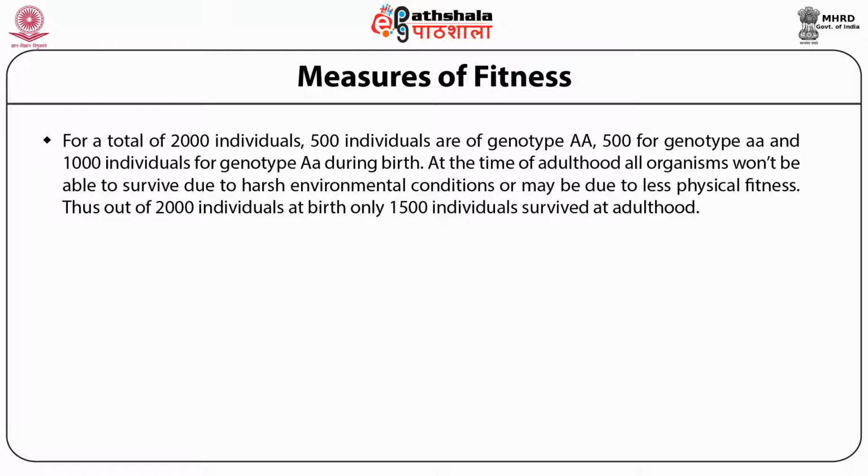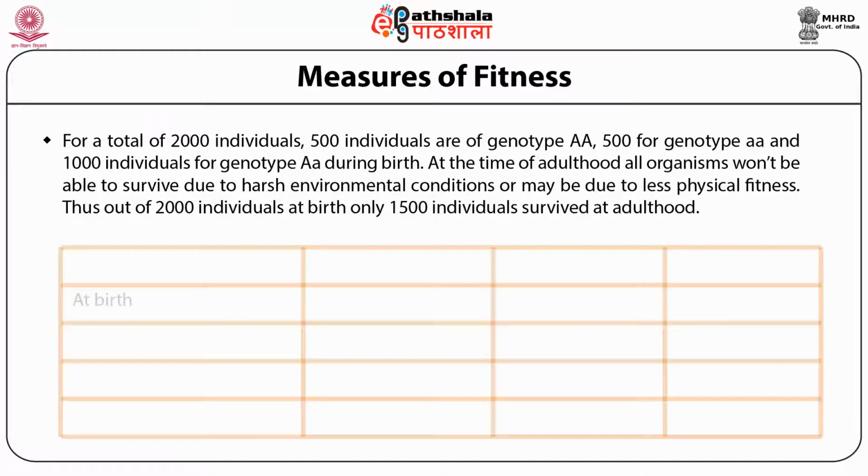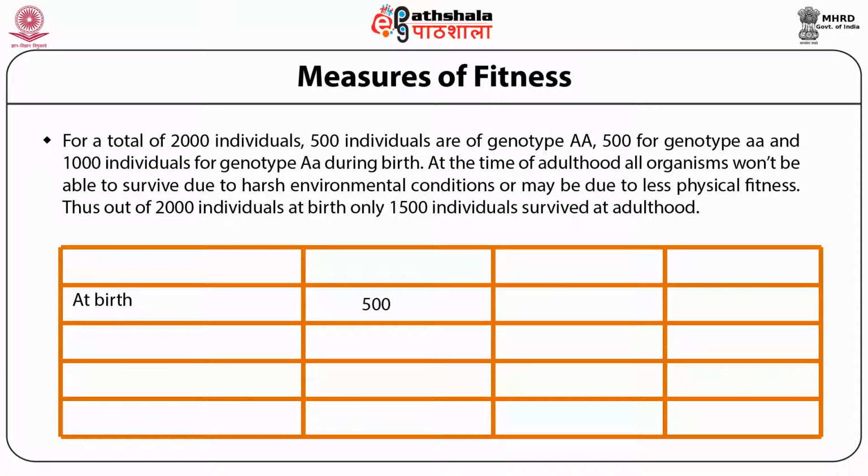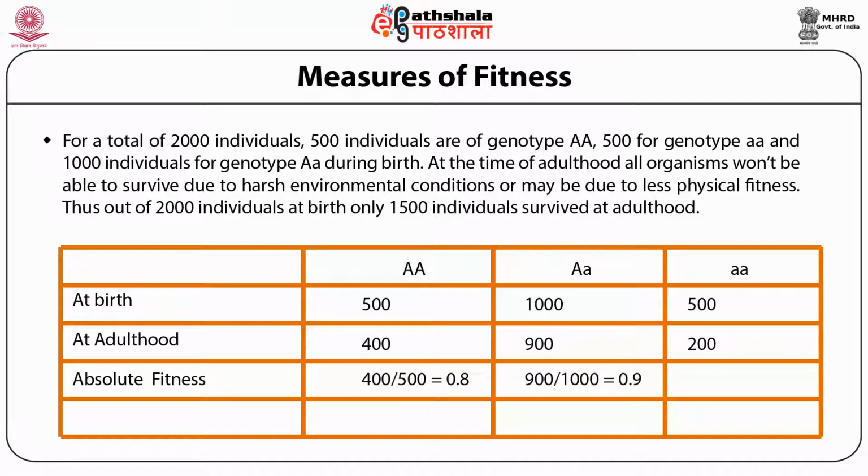Let's see how we can calculate absolute fitness and relative fitness. At birth, there were 500 individuals having genotype capital AA, 1000 individuals with capital A small a, and 500 individuals with small a small a. At adulthood, there remain 400, 900 and 200. To calculate absolute fitness, we divided 400 by 500, 900 by 1000, 200 by 500, and we got 0.8, 0.9 and 0.4 as absolute fitness.